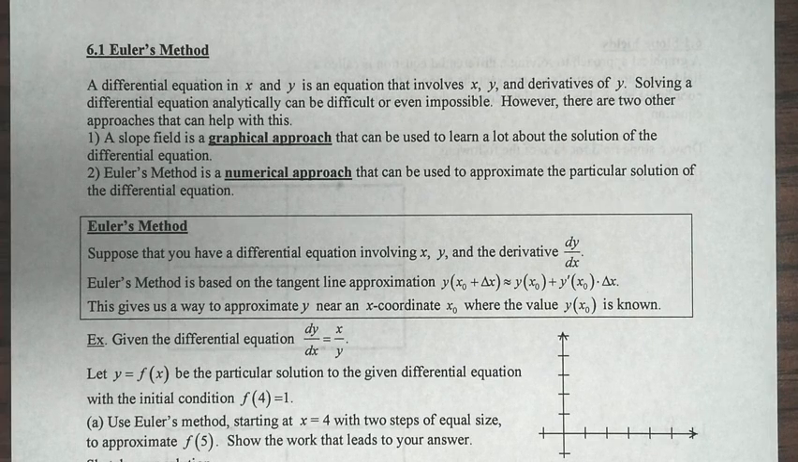So how does it go? Suppose that you have a differential equation involving x, y, and the derivative dy/dx. Euler's method is based on the tangent line approximation, so we're going to use the point-slope formula. Here, y(x0 + Δx) is going to be approximately y(x0) plus the derivative of y evaluated at x0 times Δx. This gives you a way to approximate y near the x-coordinate x0, where the value of y(x0) is known.